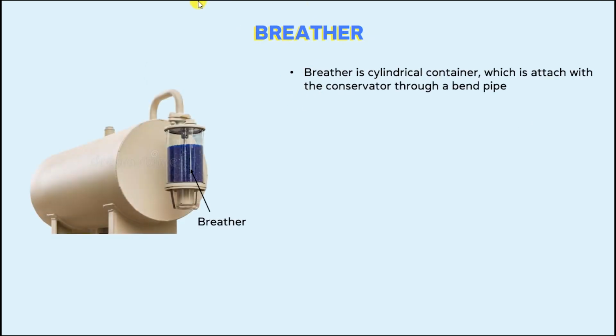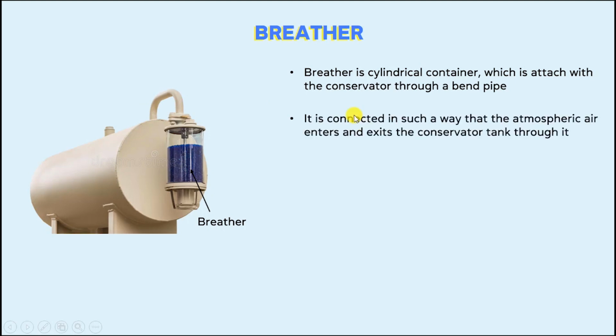The next part which we are going to study is the breather. A breather is a cylindrical container which is attached to the conservator through a bent pipe. Here you can see this is the conservator and the breather is attached to the conservator through a bent pipe. It is connected in such a way that the atmospheric air enters and exits the conservator tank through it. So the atmospheric air enters and exits the conservator through the breather.